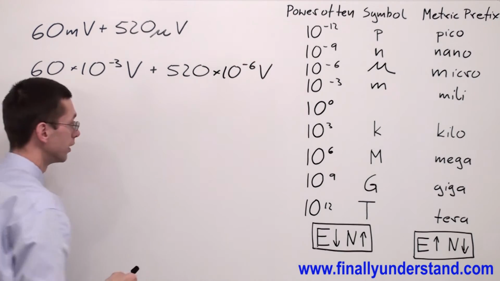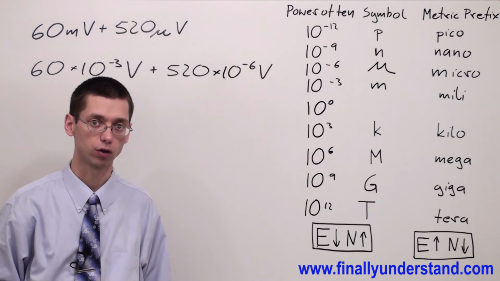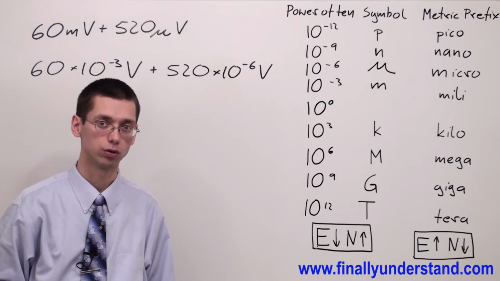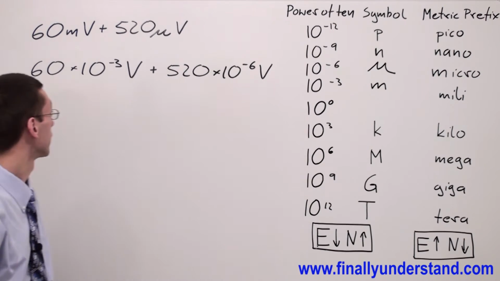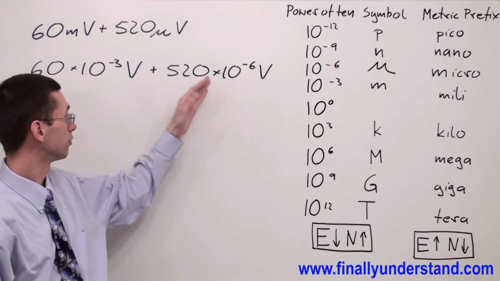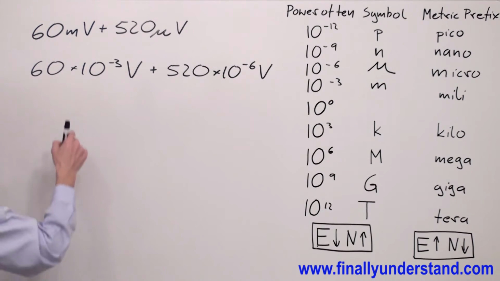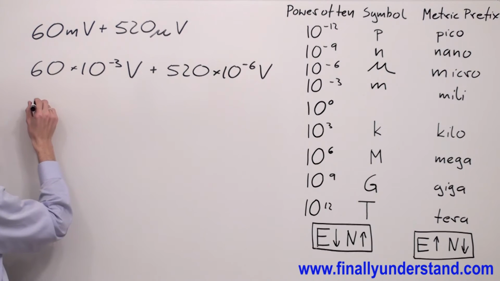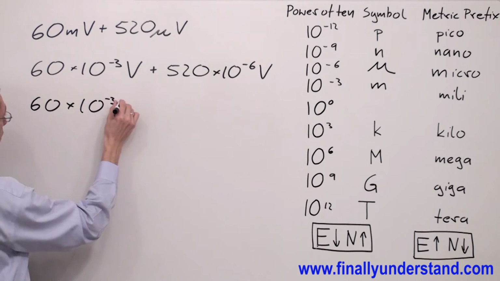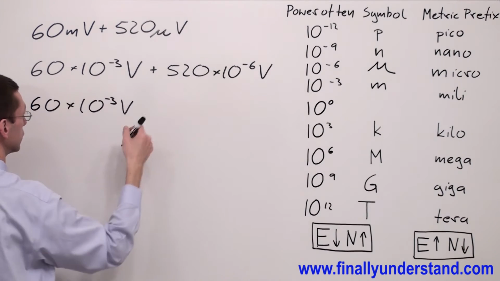Now, in order to add these two numbers, I have to make sure that powers of 10 are going to be identical. It doesn't matter to which power of 10 you are going to convert. Either one. You can have 10 to negative 3, or you can convert both of them to 10 to negative 6. Okay, I'm going to use 10 to negative 3. I have 60 times 10 to negative 3. I'm copying this one down because I'm going to convert this to 10 to negative 3.